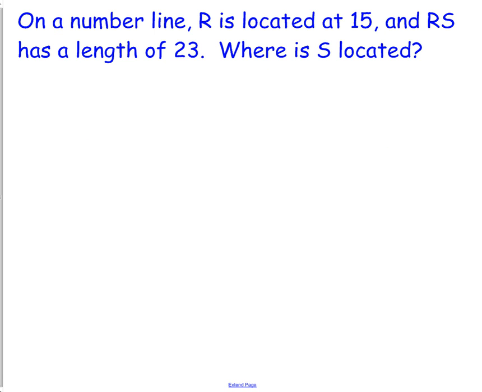All right, we've got 2 problems left, and these 2 are both going to be word problems. Let's look at the first one. It says on a number line, r is located at 15, and rs has a length of 23. Where is s located? The first thing I want to do is draw it out.